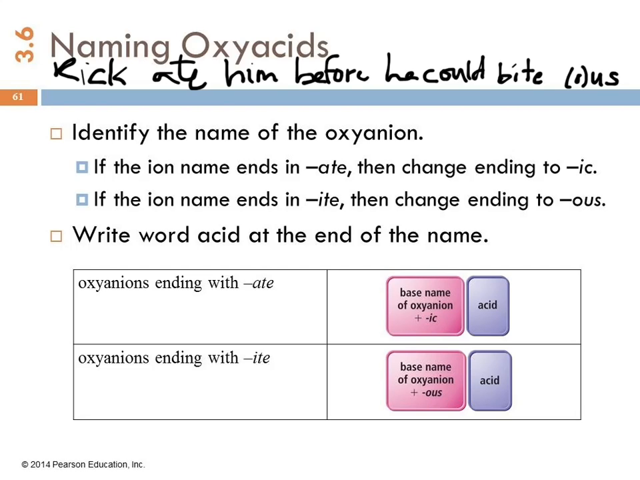And again, spelling sometimes has to be. So here's ite and us. Those go together. And here's ate and ic. So ic and ate are paired. Ite and us are paired. And then, if it was chlorate, we change ate to ic. It becomes chloric. And then we put the word acid on the end. All acids have the word acid in their name. That's just a really nice thing, I think.